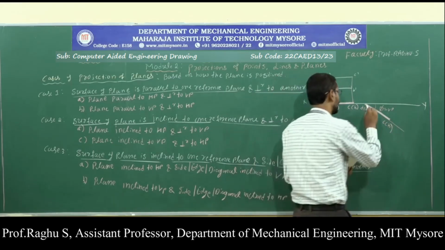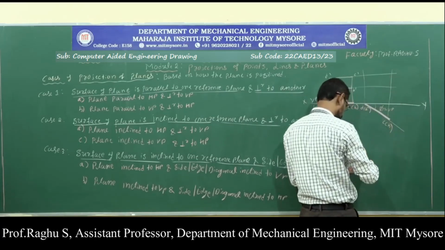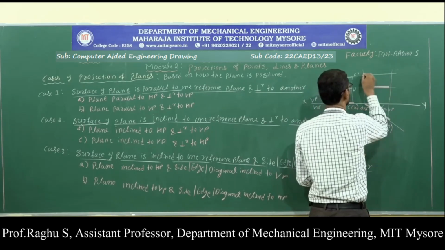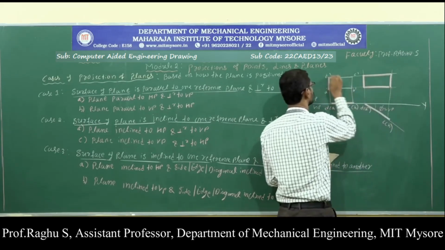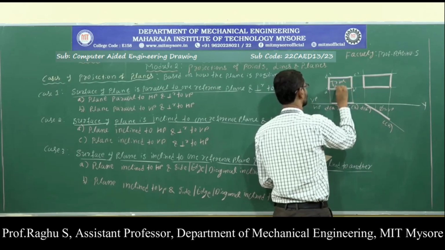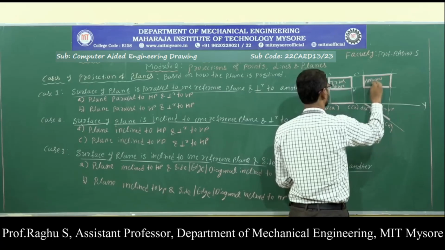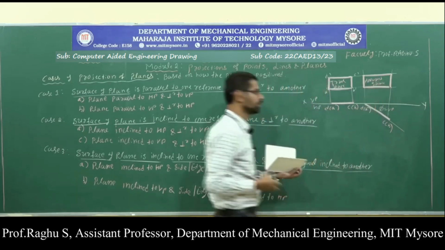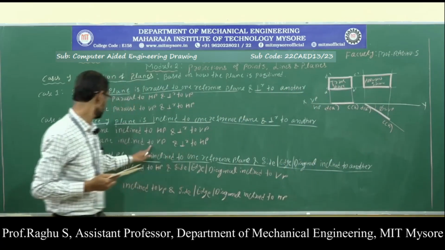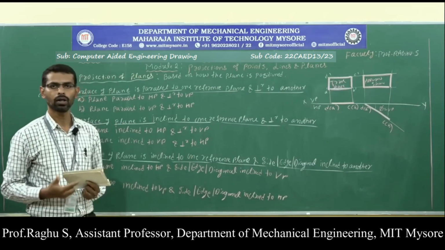Now draw projection lines, so we get the apparent shape. This is the apparent shape. This is the true shape of the lamina. This is the apparent shape. So this is the solution for case 2, when the lamina is inclined to VP and perpendicular to HP.